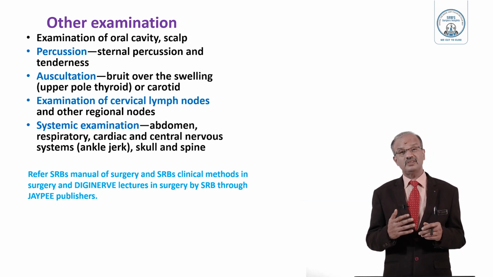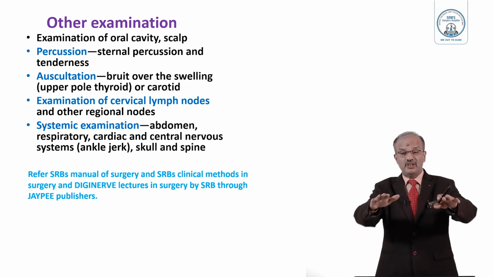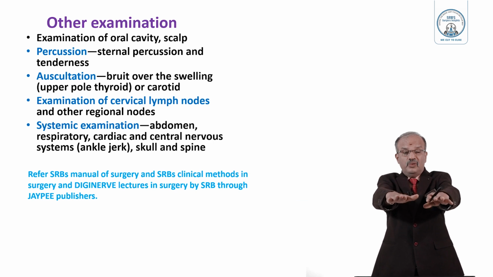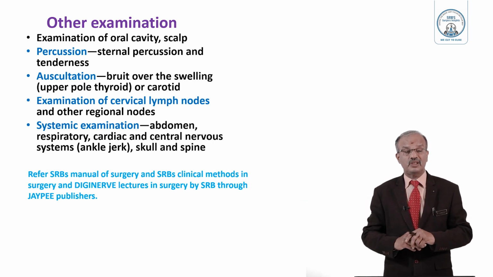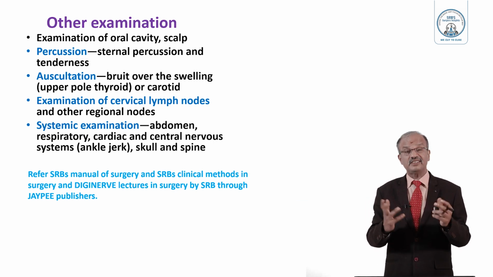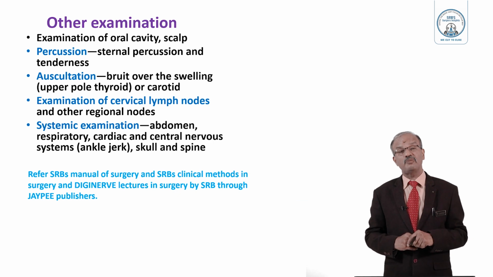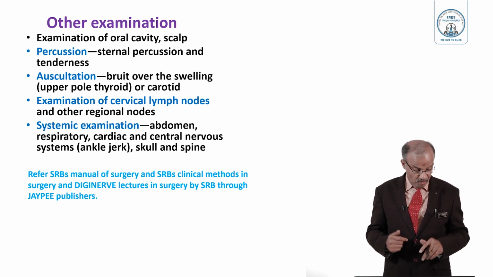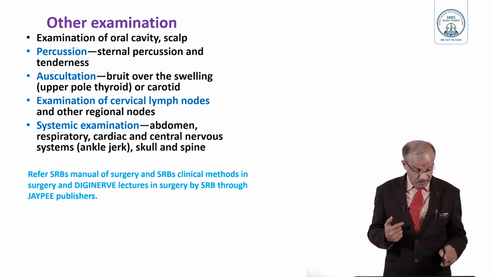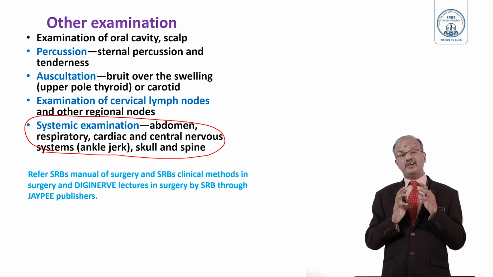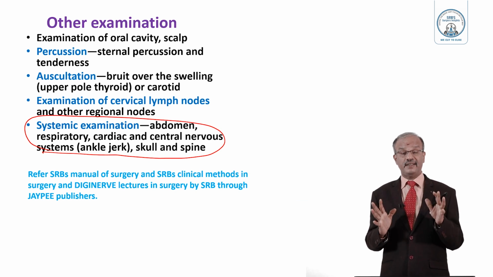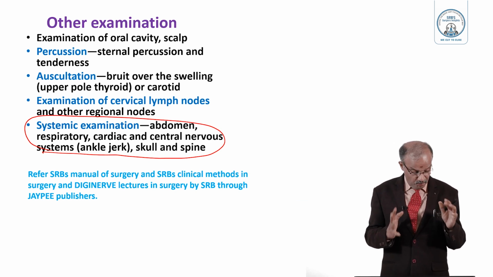CNS can be involved in toxic thyroid. Tremor will be there, hand tremor like this. Put a sheet of paper on the outstretched hand, then you can see it. Tremor is very important for toxic thyroid. Then jerks, ankle jerk and knee jerk, will be brisk in hyperthyroidism and slow in hypothyroidism. Skull and spine, I already told. Respiratory system is also important. So all these systemic exams are very relevant as far as thyroid examination is concerned.